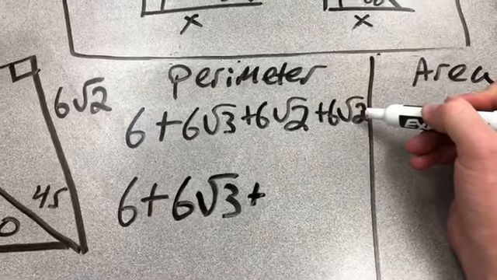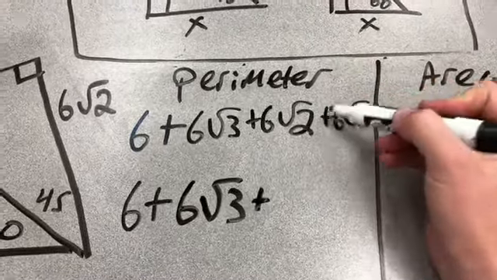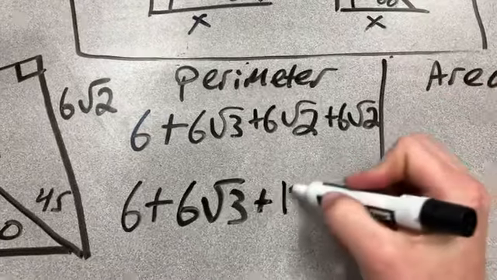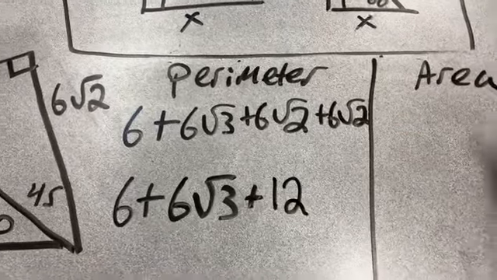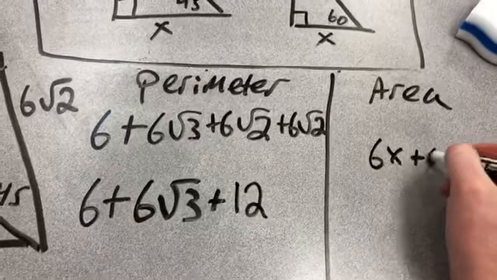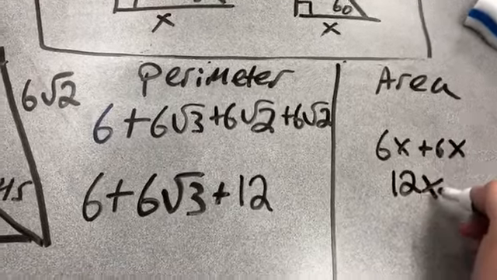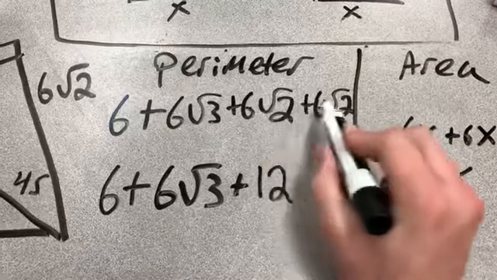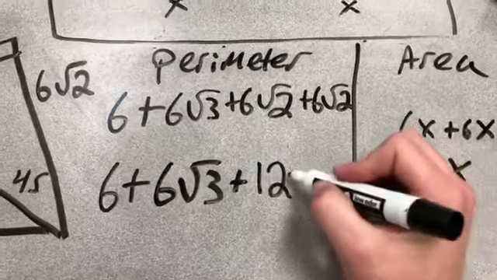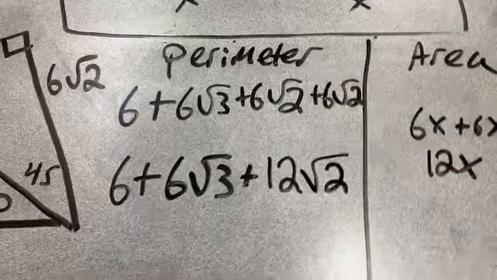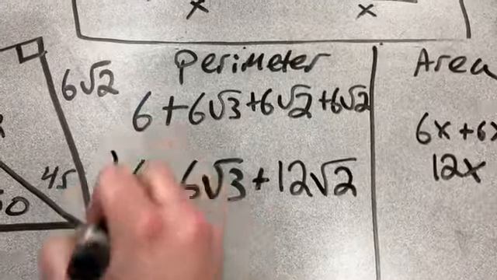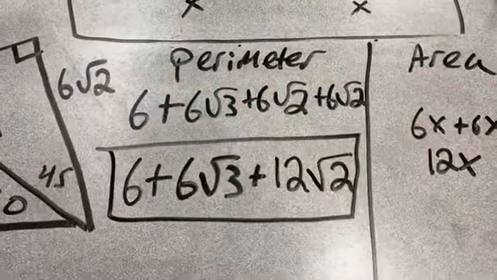Remember, we're going to combine this as if it was 6x plus 6x. So I'm going to combine 6 plus 6 for the 12, but when we do something like 6x plus 6x, we just combine the coefficients. The x's stay the same. So when I do 6 times the square root of 2 plus 6 times the square root of 2, that'll become 12 times the square root of 2. And now these are not like terms, so there's my final answer for the perimeter.